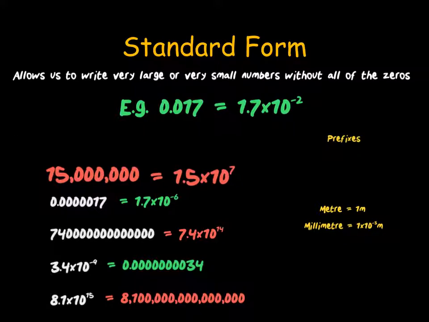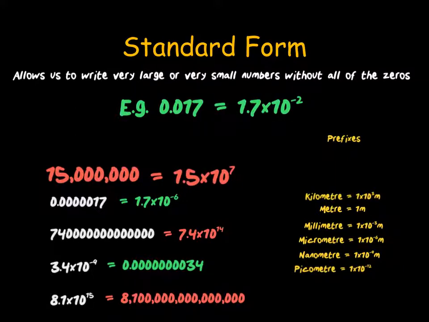You need to know several prefixes. So for the smaller ones, we have milli times 10 to the -3, micro times 10 to the -6, nano times 10 to the -9, and pico times 10 to the -12. For much larger units, we have kilo times 10 to the 3, mega times 10 to the 6, and giga times 10 to the 9. These prefixes can be used for any of the SI units.